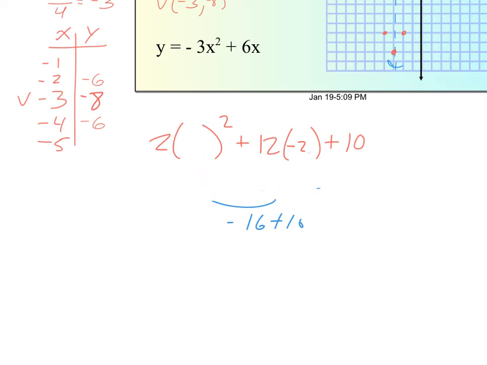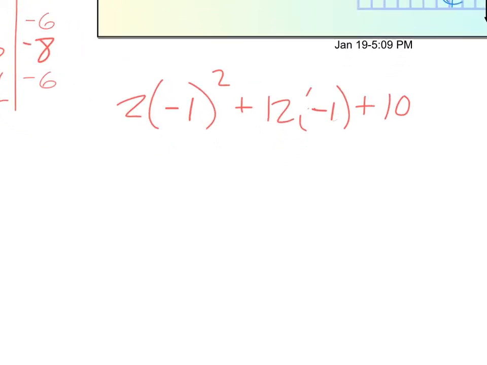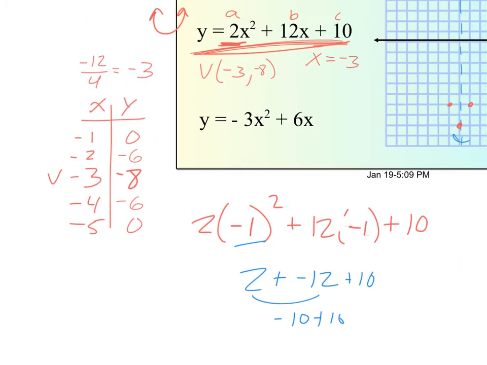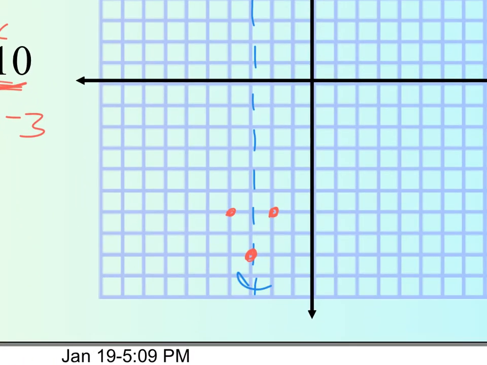Let's plug in negative 1 and see what I get. Negative 1 into both of these spots for x, okay? Let's see, let me make it a little better. Negative 1 squared right here gives me positive 1 times 2, which is 2, okay? 12 times negative 1 gives me negative 12, and then plus 10. 2 plus negative 12 gives me negative 10, plus 10 gives me 0 in this case. Okay, so this is 0, and that's 0. And that also tells me something here I'll mention in a second, but let me go plot them first.